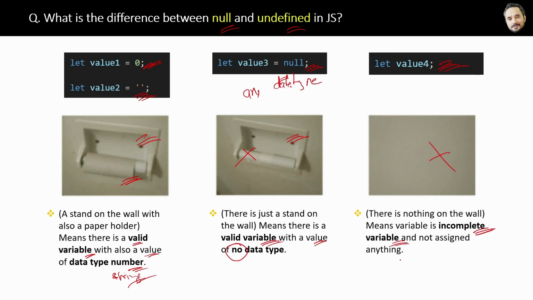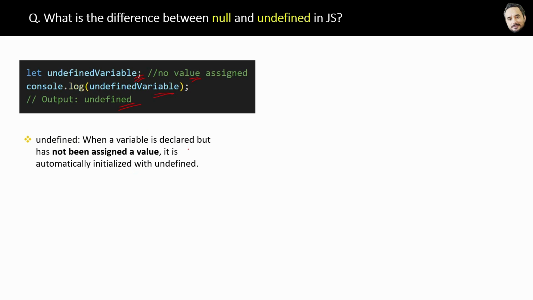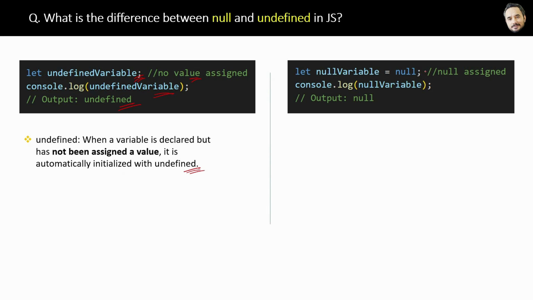Great, now let's understand the differences with the help of the code. Here is the undefined code. As you can see, here we have declared a variable but no value has been assigned to it. And then we are printing the variable and the output is undefined. Simple. This is undefined which is never assigned a value. The definition is when a variable is declared but has not been assigned a value, it is automatically initialized with undefined.